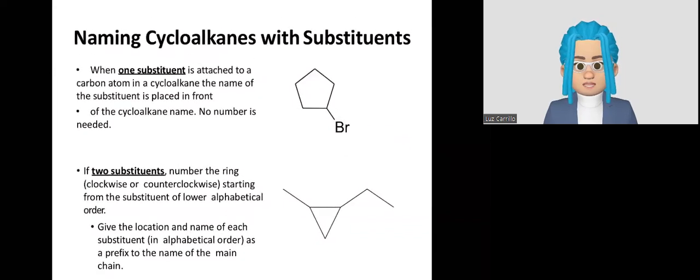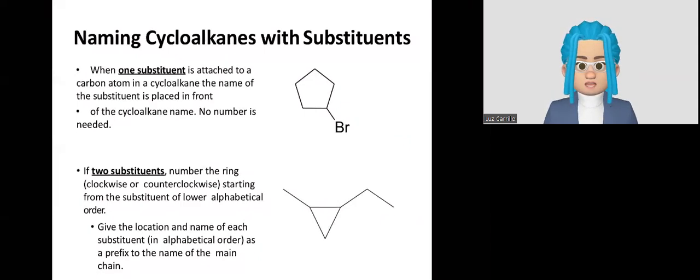In this class, we are just going to learn how to name alkanes with 1 substituent or alkanes that have 2 substituents. If your cyclic alkane has 1 substituent, all you have to do is place in front of the cyclic alkane name the name of the substituent, and then you're going to write the name of the cyclic alkane.